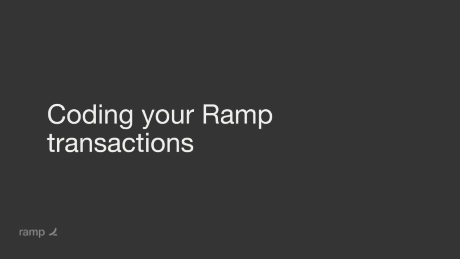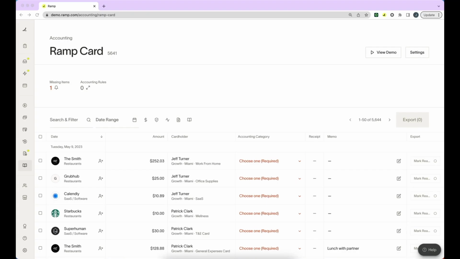Now that your settings are configured, you're ready to start coding your transactions. You'll see all of your transactions from your Ramp cards pulled into the accounting page, and this page will only show your unsynced transactions. You'll see that transactions are grouped by the date they occur.